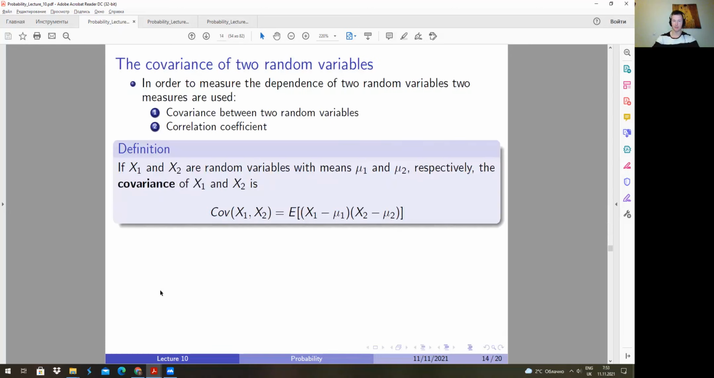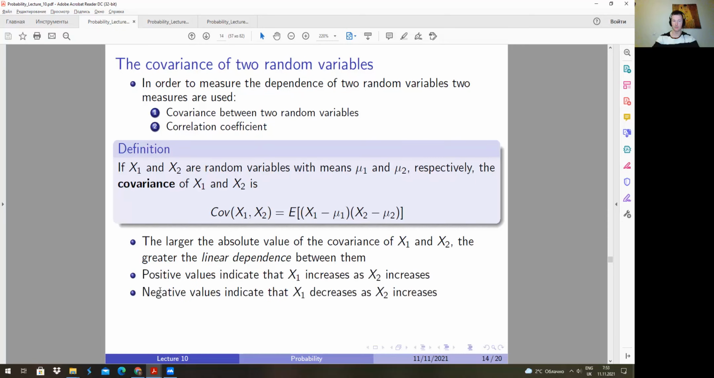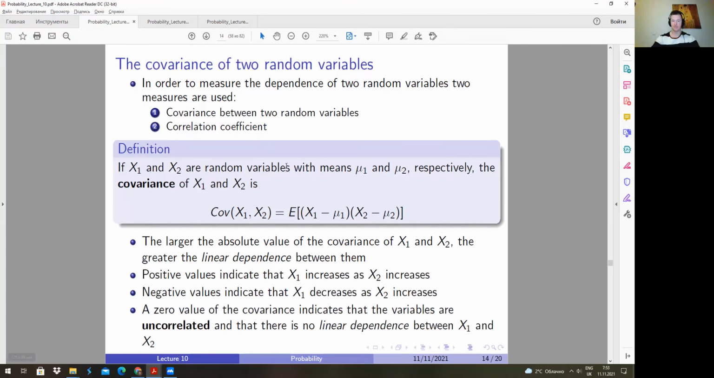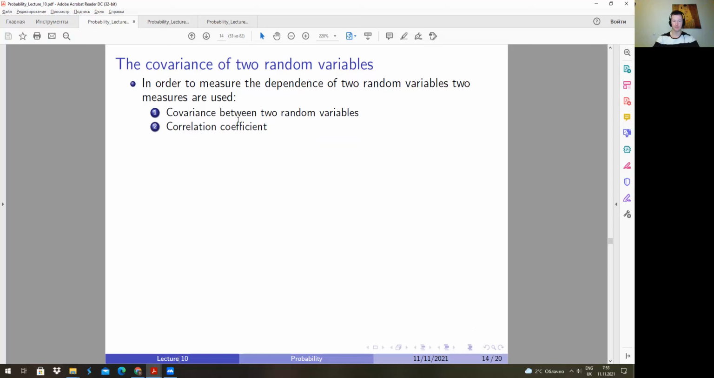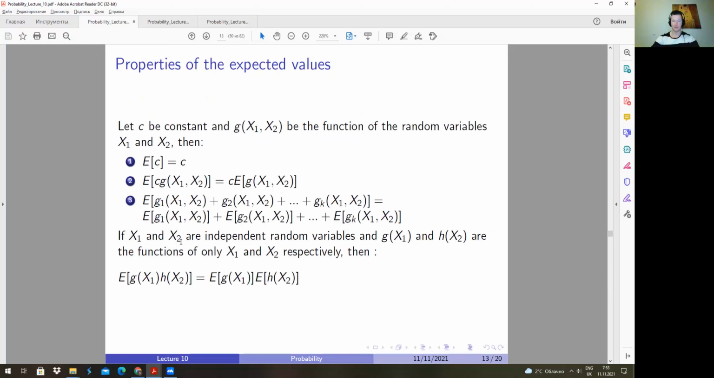Exactly as we had here, right? So expectation of a product of two variables equals the product of their expectations. That's why the covariance is 0.